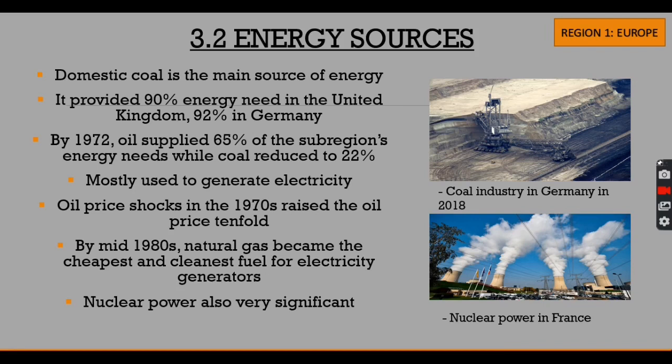The oil price shocks in the 1970s raised the oil price tenfold. This gave a boost to exploration and production in the North Sea basin. In the North Sea oil and gas fields, production continued to rise in the 1990s, and the exploration shifted west of the northern British Isles. Natural gas became the cheapest and the cleanest fuel for electricity generators in the mid-1980s.